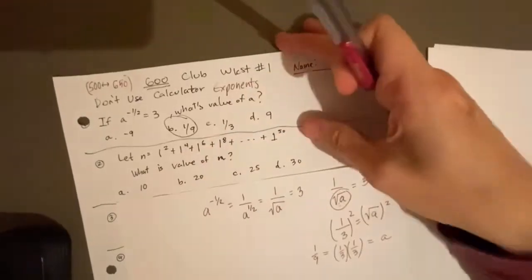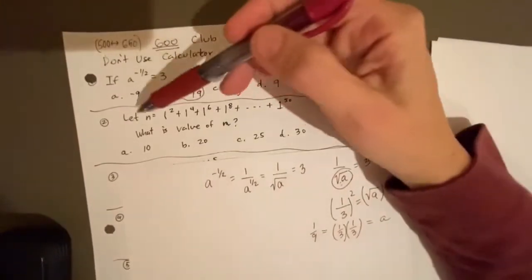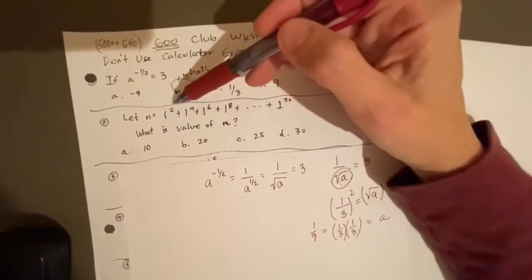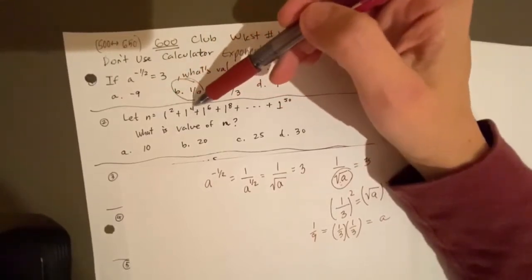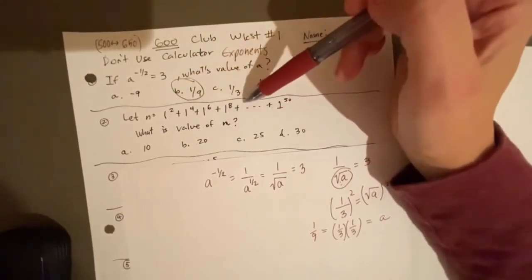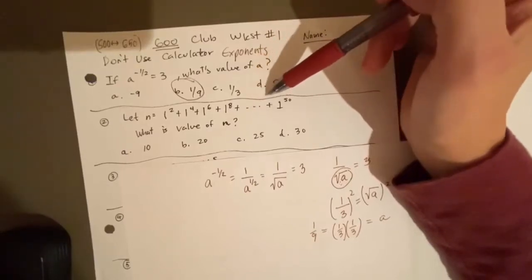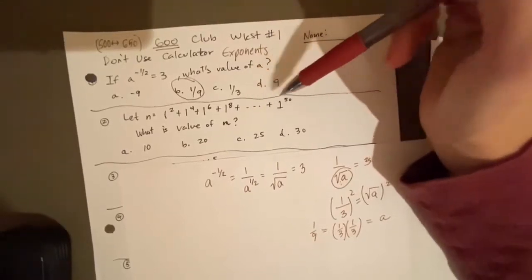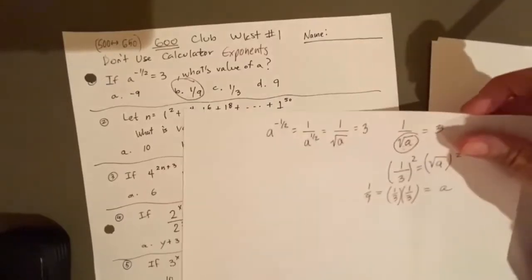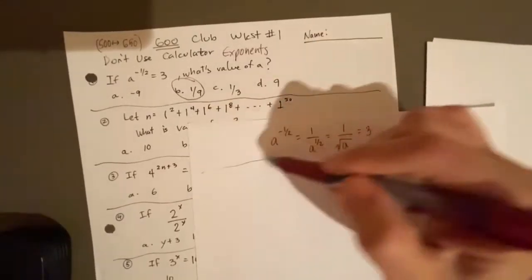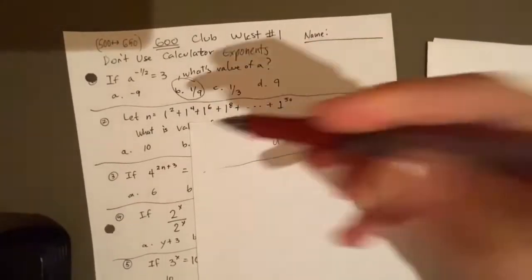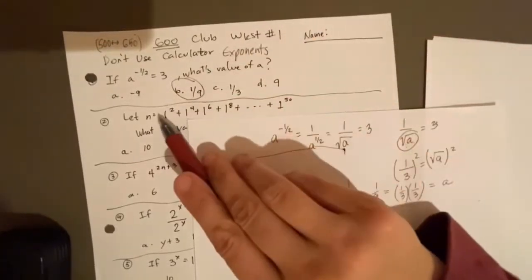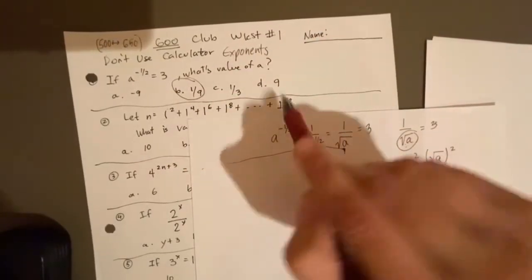All right, question number 2 says, let n be the summation, or all added up, 1 squared plus 1 to the 4th plus 1 to the 6th plus 1 to the 8th plus 1 to the 10th plus 1 to the 12th, if you see the pattern. So we're adding up all the positive numbers between 0 or 1 and 50.